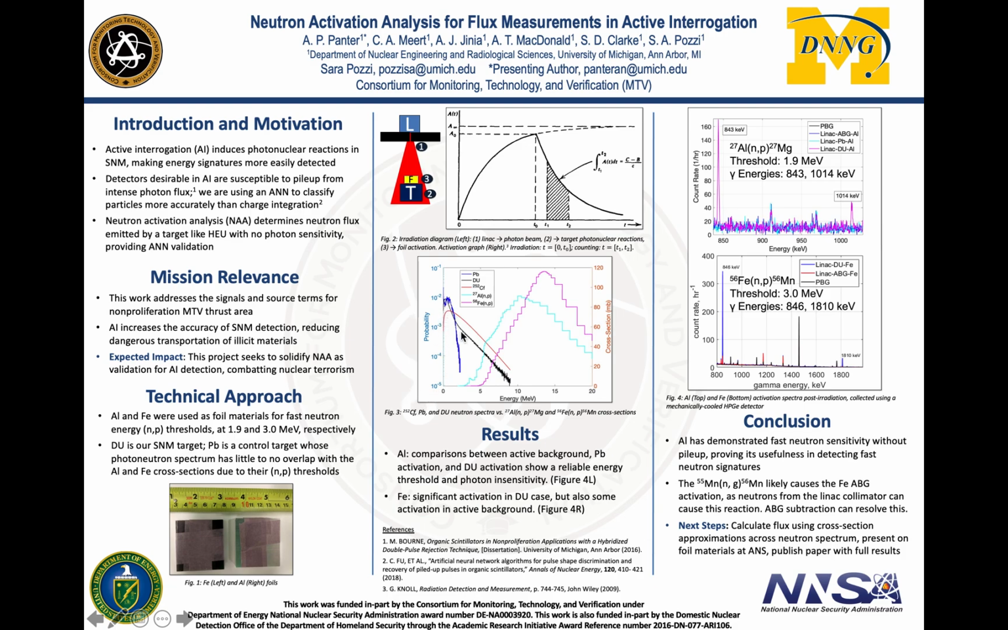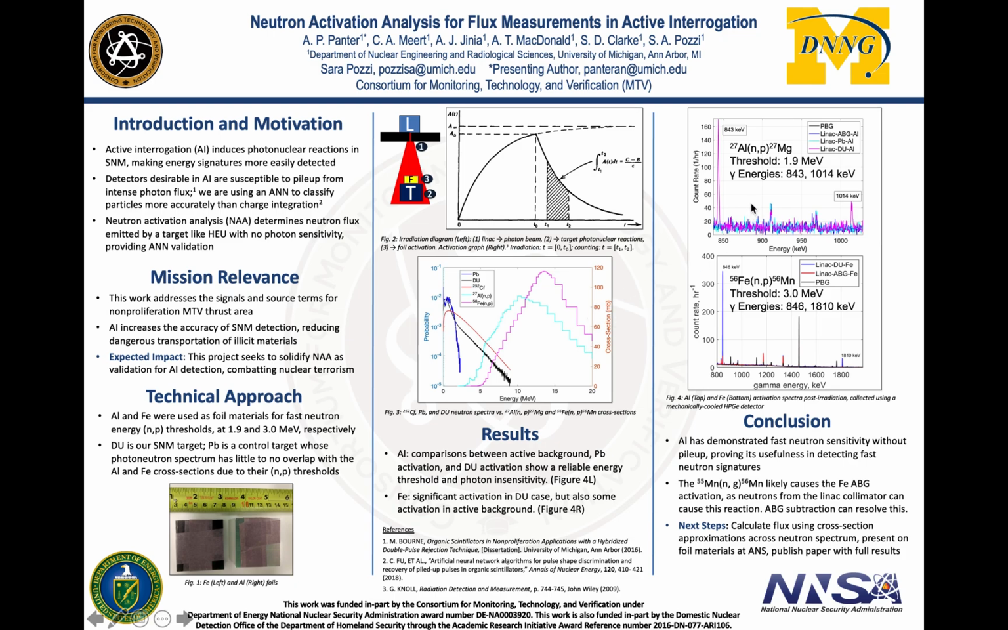The lead spectrum in blue has very little overlap with our aluminum reaction cross-section and absolutely no overlap with this pink iron reaction cross-section, as opposed to the black DU spectrum, which has significant overlap with both of these cross-sections. Additionally, there's a lot of lead in the collimator and it's a common shielding material, so we want to make sure that we're not seeing any activation that's not due to special nuclear material that we're looking for.